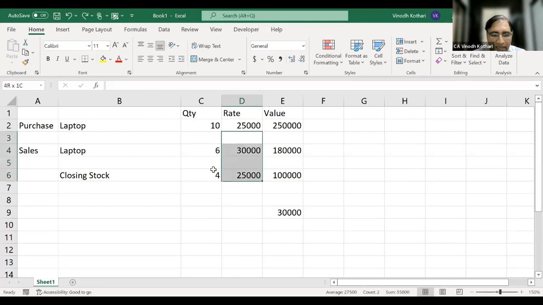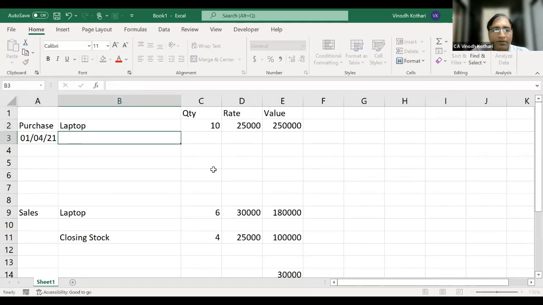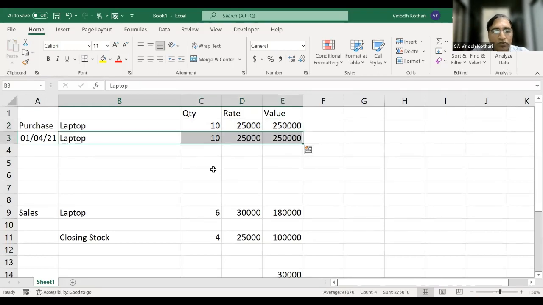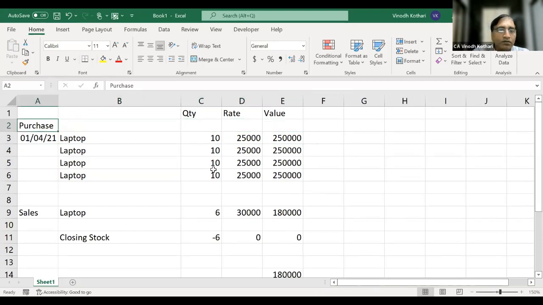Now, same example, I'm going to extend it further. How am I going to extend it? Say one laptop, I'll give one date, 1/4/21. I have purchased the laptop. We'll copy this data and change it to certain different dates. So this is 2/4, say 5/4, 8/4.